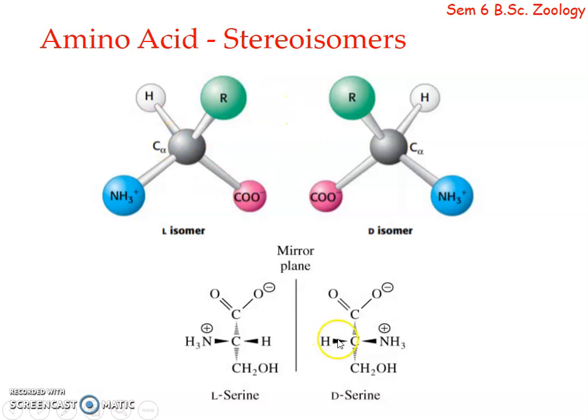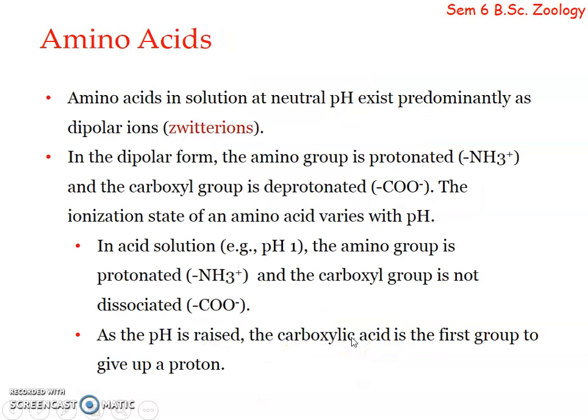So here you can see the arrangement is different. Fine. So these are the stereoisomers. Right. And apart from these, we can see that amino acids also have other special properties because of their specific nature. Amino acids in solution at neutral pH exist predominantly as dipolar ions.